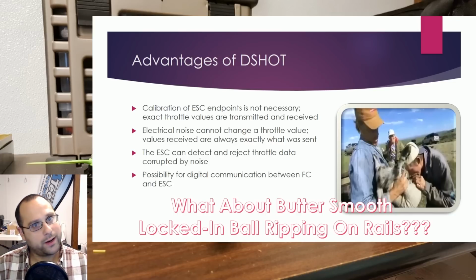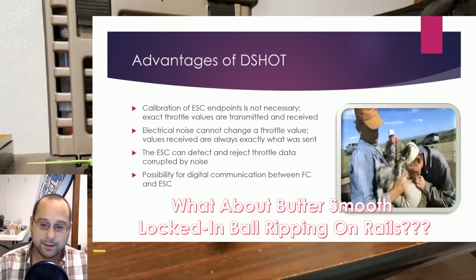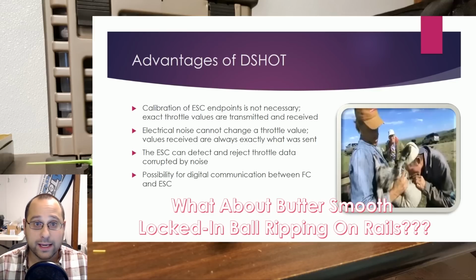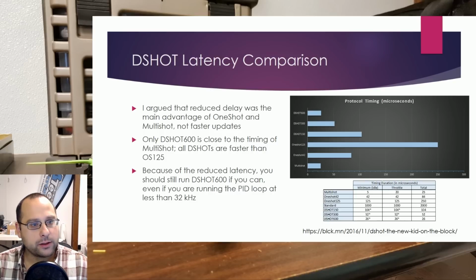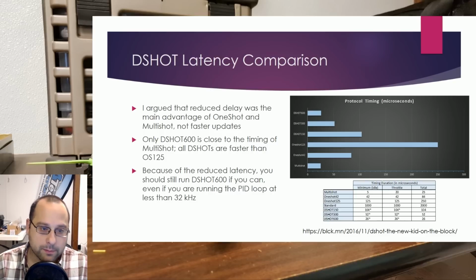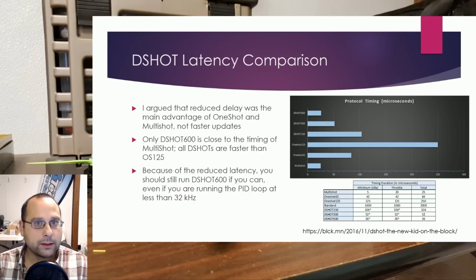Did you notice that nowhere in here did I ever talk about butter smooth, locked in, ball ripping on rails flying? Where are the flight advantages of Dshot? Are there any? In part one of this series, I argued that reduced delay was the main advantage of OneShot and MultiShot, not faster updates. That is, less time elapsing between the PID loop calculating and outputting a new motor value, where it wants the motor to spin faster or slower right now to respond to some aerodynamic condition.